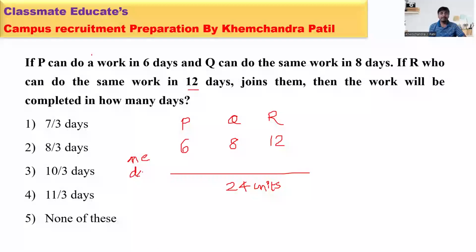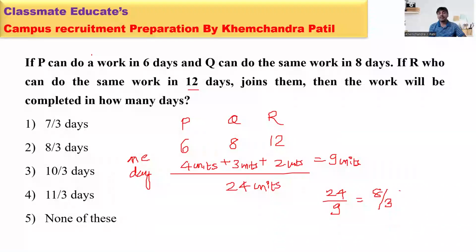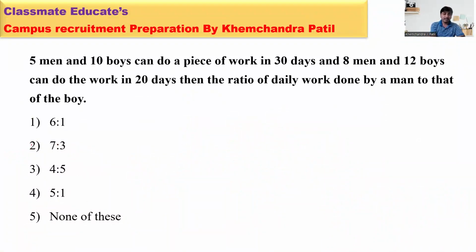So in one day P is completing 4 units, 6 fours are 24. Q is completing 3 units, 8 threes are 24, and R is completing 2 units. If they are working together, they are completing 9 units per day. And if they are given 24 units of work, your answer will be 24 upon 9, and 24 upon 9 is nothing but 2 and 2 by 3 days, which is your option number 2. So this is the best method to deal with this question. You can solve these questions very easily.